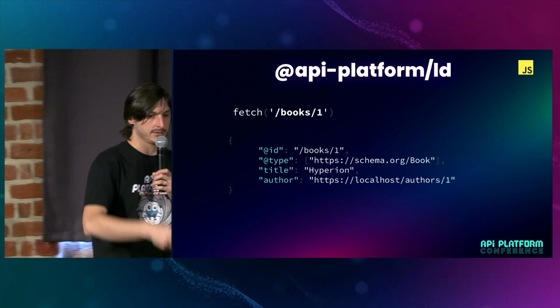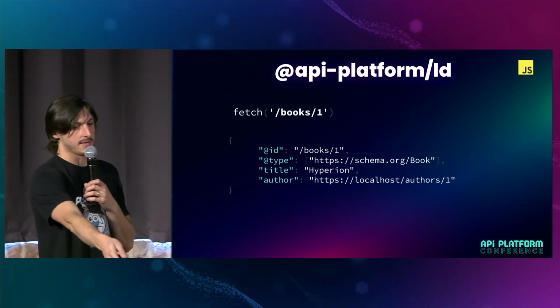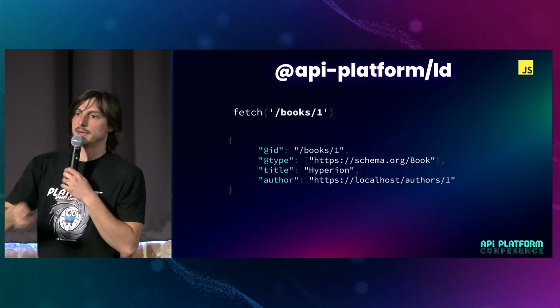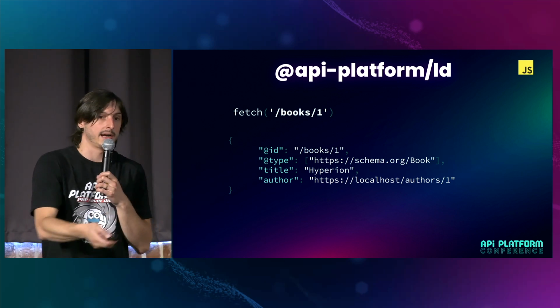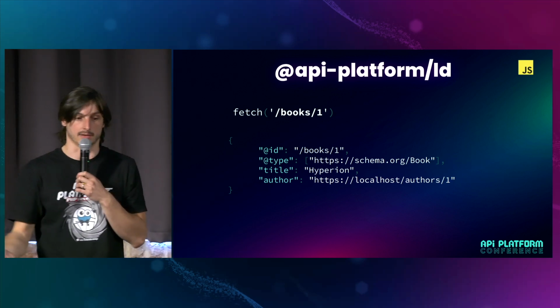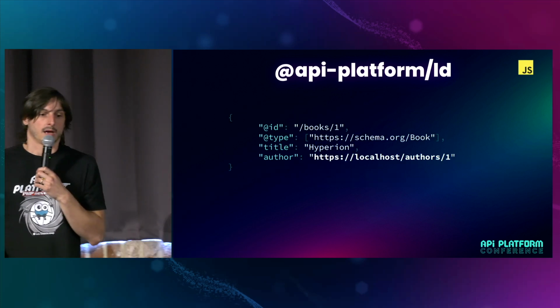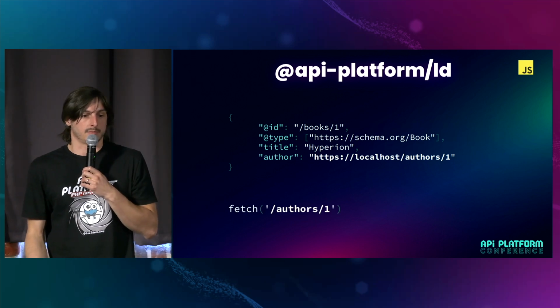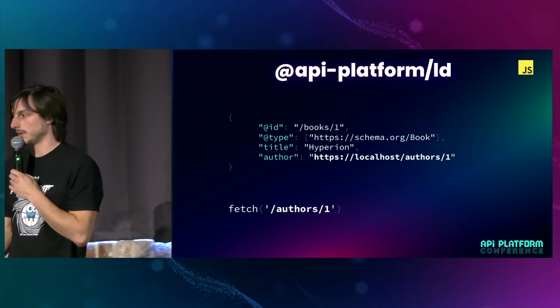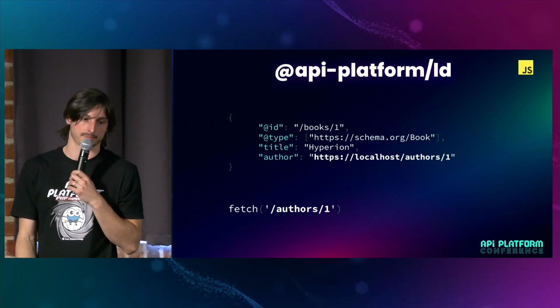So let's say you fetch a book. Actually, you get this JSON response, and you see here my author is again a URI. So if I want to get the data behind the author, I need to fetch it again, right? So let's see like that. Fetch author /1, I will get my author.